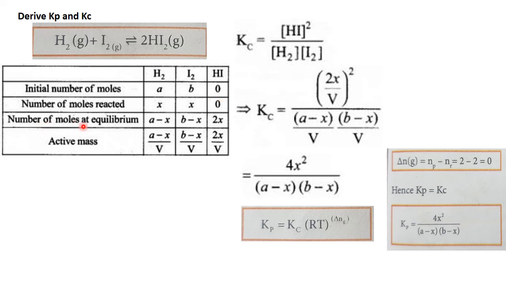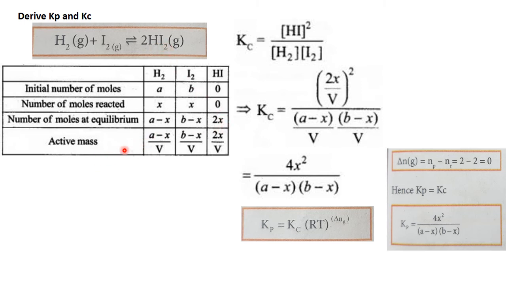Then the number of moles at equilibrium, or the number of moles remaining. Can you calculate the number of moles remaining? The initial number of moles is here, the number of moles reacted is also here. So, A minus X. Number of moles of iodine, B minus X. Number of moles of HI formed, 2X, because these X moles of both decompose and together form 2X. Just look here, 2HI. So surely 2X will be formed here.